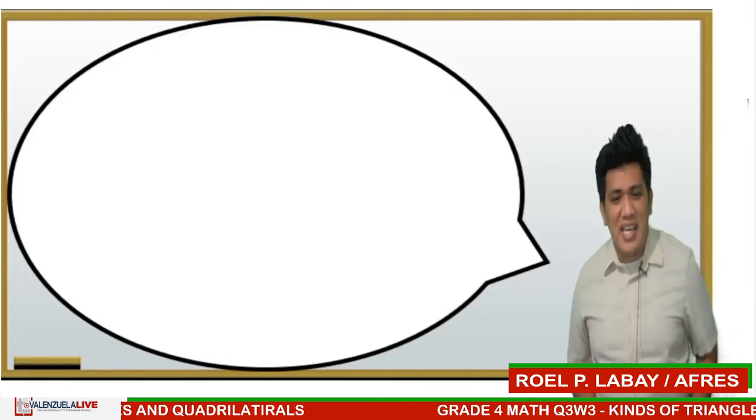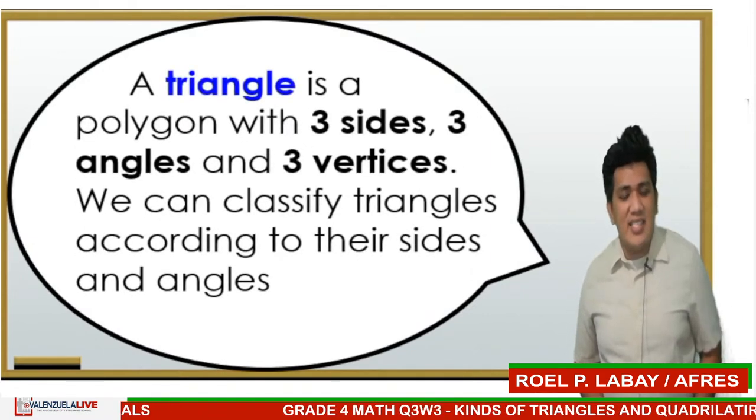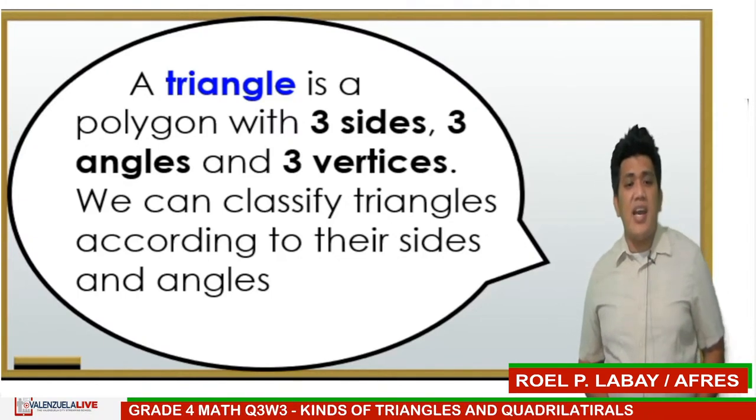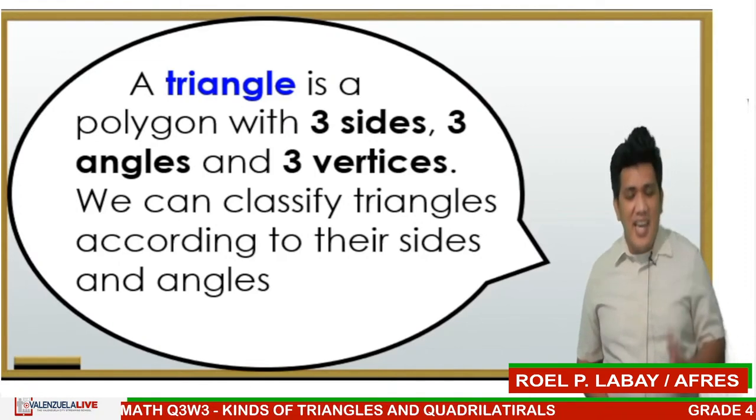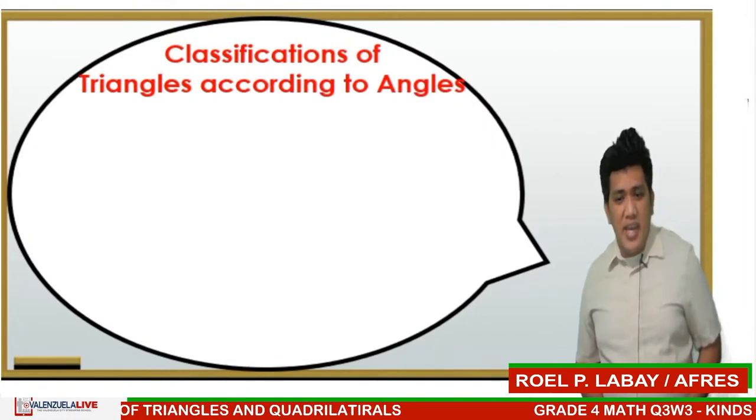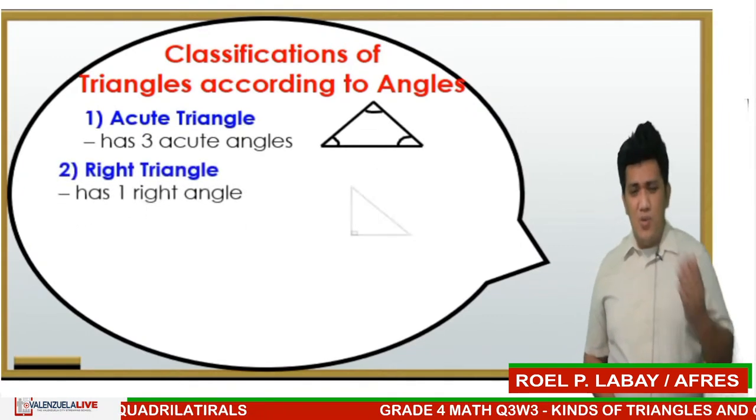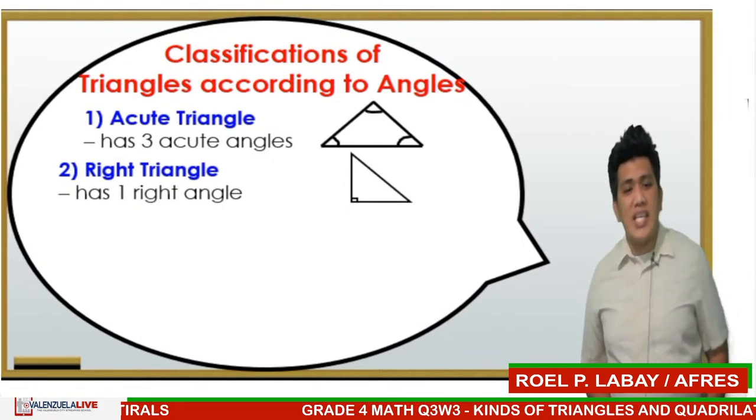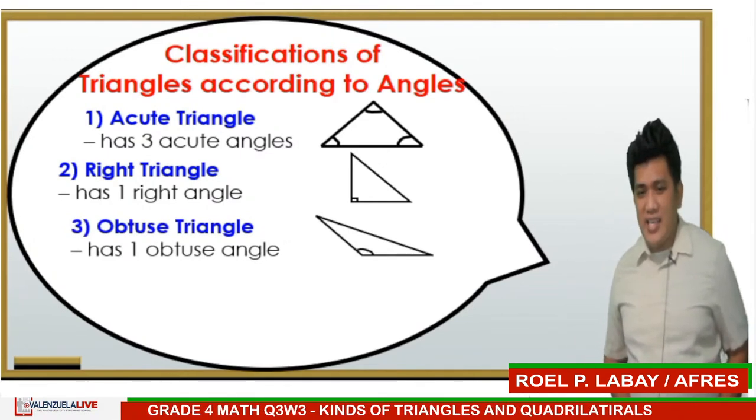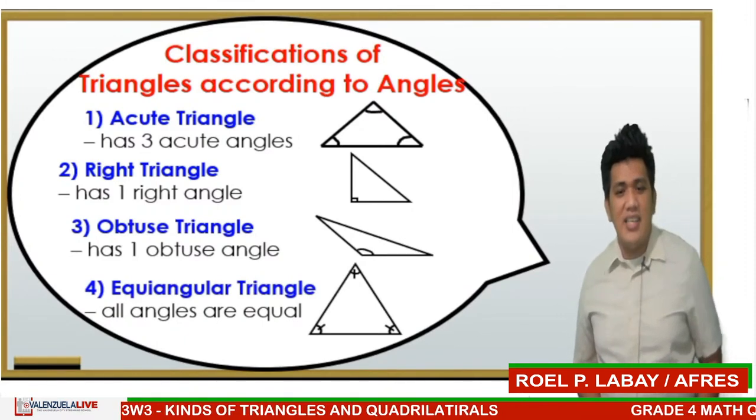Just remember, grade 4 pupils, that a triangle is a polygon with three sides, three angles, and three vertices. We can classify triangles according to their sides and angles. According to angles, we have acute triangle, it has three acute angles. Right triangle, it has one right angle. An obtuse triangle, it has one obtuse angle. And lastly, we have equiangular triangle, where all angles are equal.